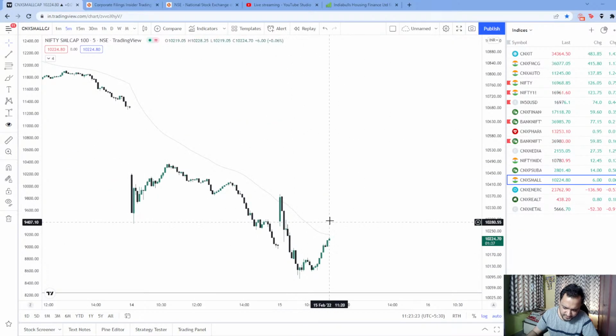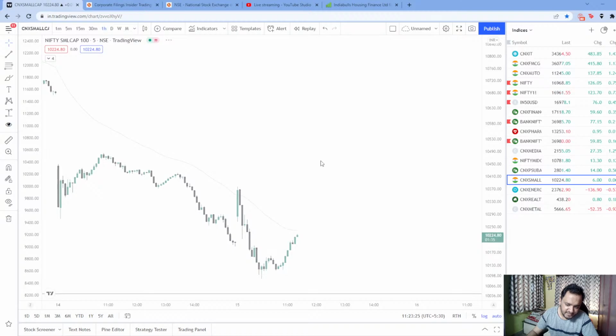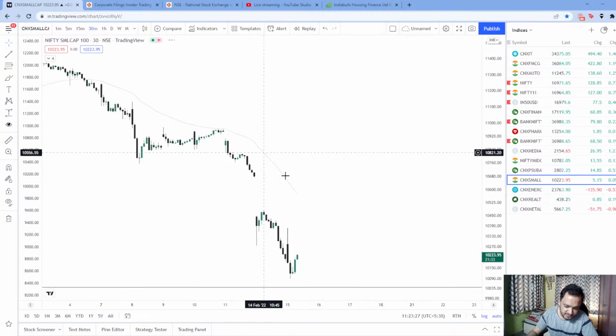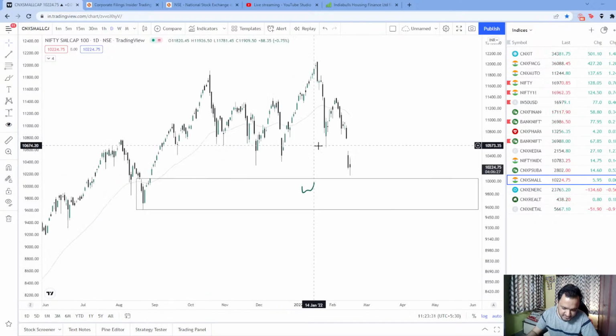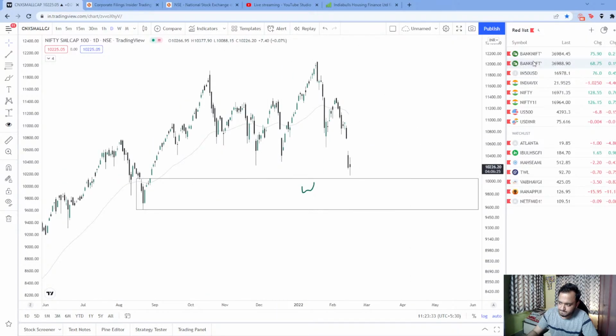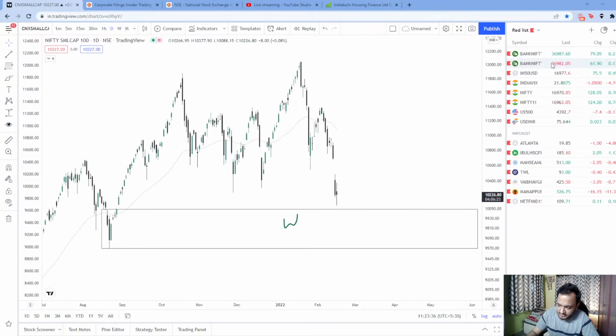So let's see, it's also trying to go up. But again, on the hourly or even on the 30-minute chart, there is no sign of any bullish up move. So wait for that. Even if you miss that trade, it's all right. But at least you're taking a high probability structure, right?